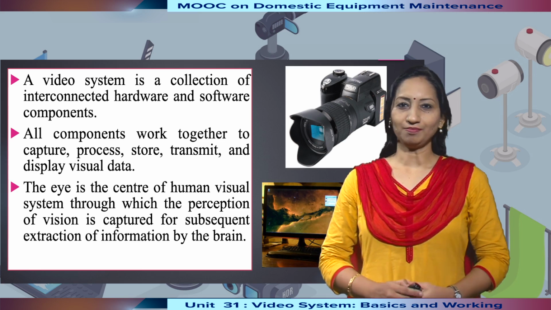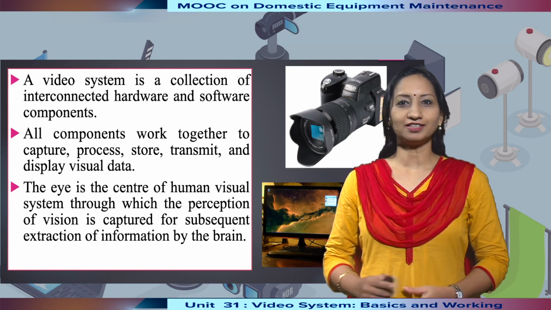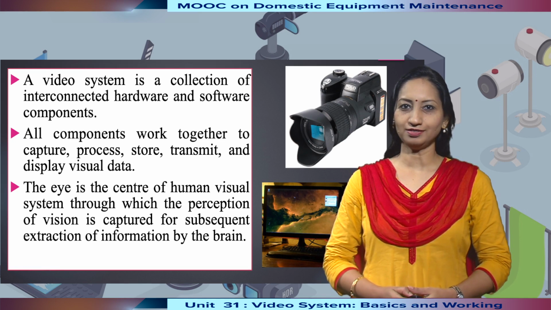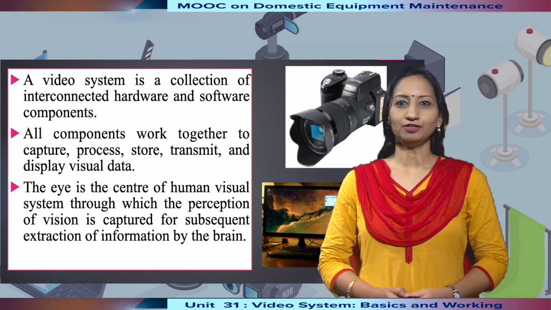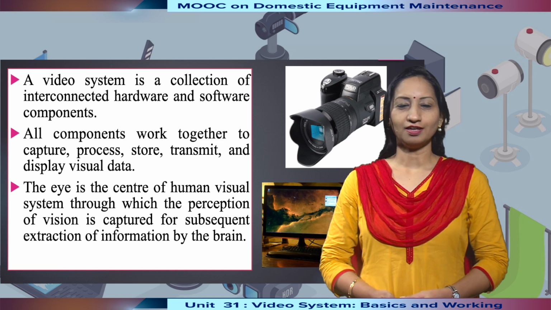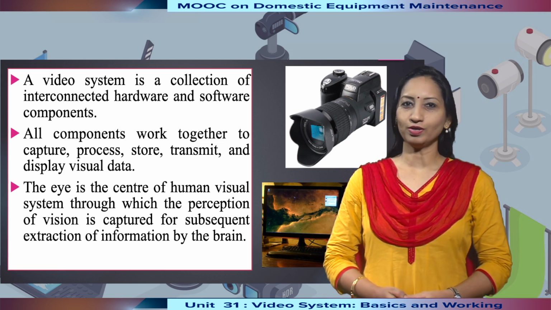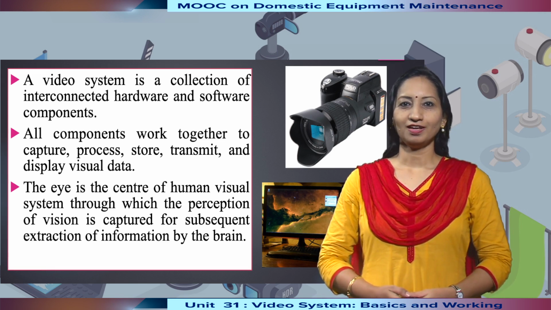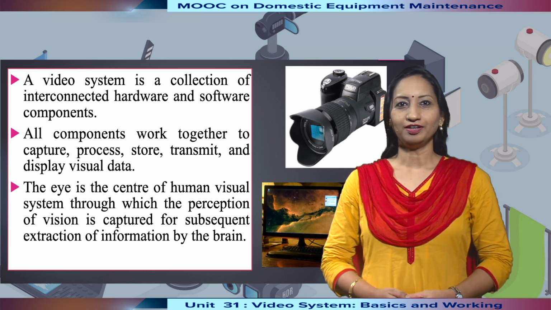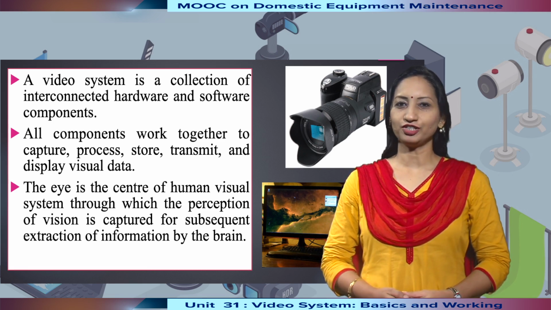A video system is a collection of interconnected hardware and software components that work together to capture, process, store, transmit and display visual data. The main aim of a video system is to manage and deliver video content efficiently and effectively.